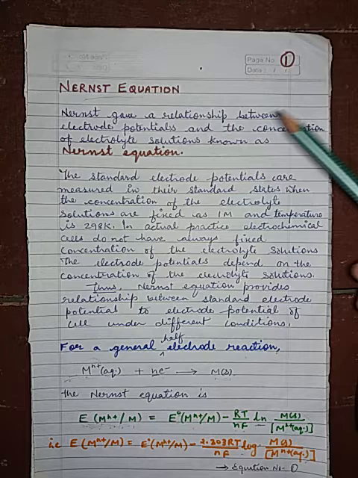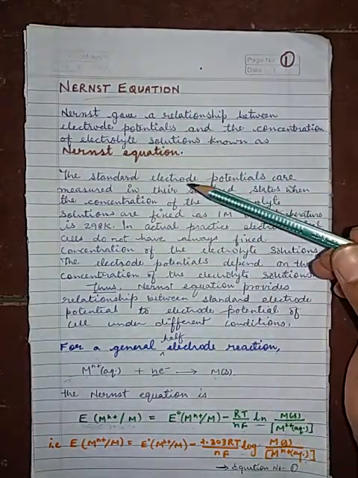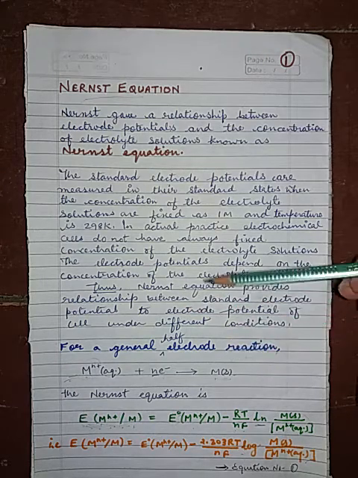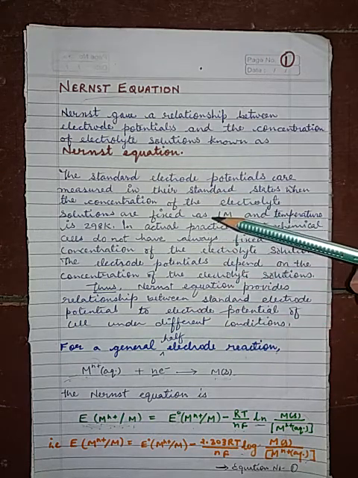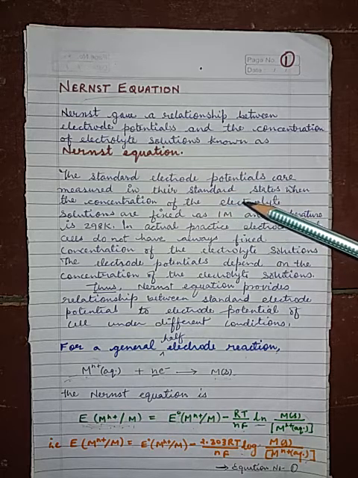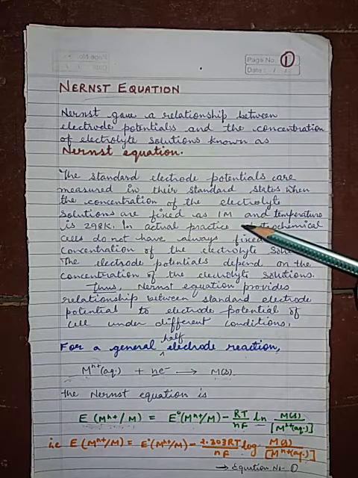I am explaining in this video the Nernst equation and its derivation. Students, the Nernst equation is given by the scientist Nernst, and this equation gives the relationship between electrode potential under standard condition and electrode potential under different conditions.